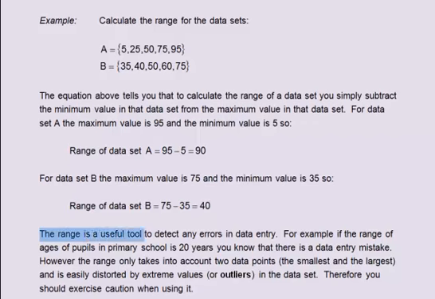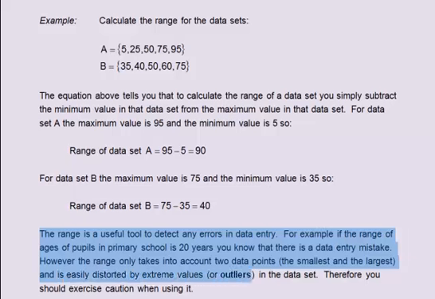The range is a useful tool to detect any errors in data entry. For example, if the range of ages of pupils in a primary school is 20 years, you know that there is a data entry mistake. However, the range only takes into account two data points, the smallest and the largest, and is easily distorted by extreme values or outliers in the dataset. Therefore, you should exercise caution when using it.